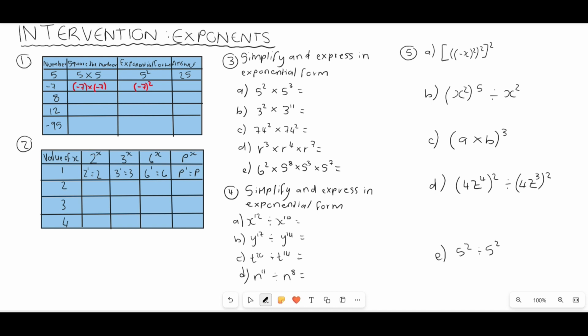Think for yourself, do you think the answer will be in negative or positive? I think it would be positive because we all know that a negative times a negative gives me a positive. So it's going to be positive 49.